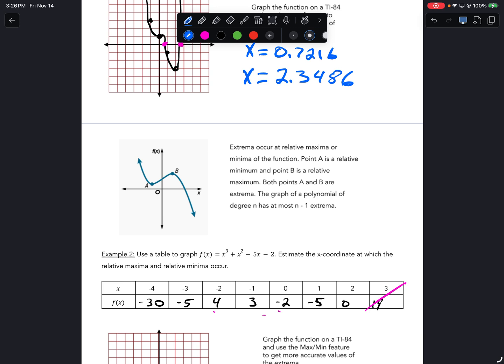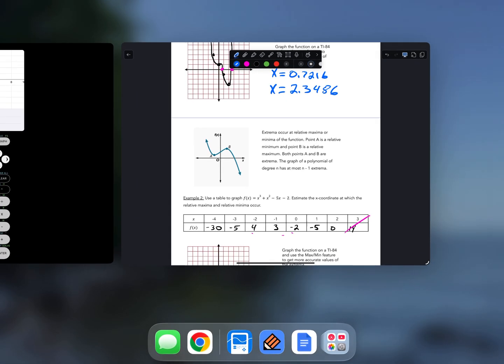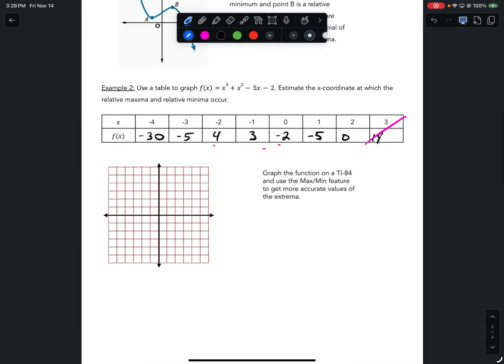What's the last one? 19. 19 down here. Okay? Write those numbers down and then graph it. Slow down.